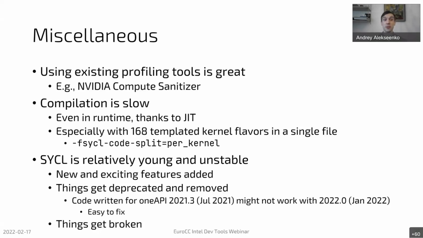Another issue is that sometimes compilation is slow, and in the beginning, when we didn't use the SYCL code split switch, the just-in-time compilation could take several minutes. So every time you started your GPU program, it could take a few minutes to just compile all the flavors of different kernels. Since usually you use only one or two flavors of a specific kernel at runtime, that was an overkill.